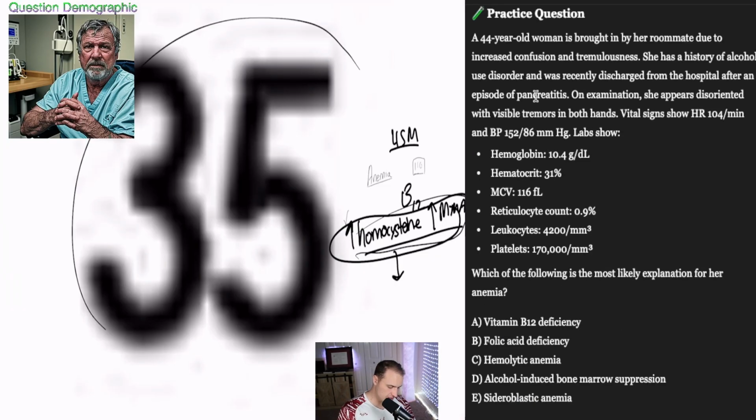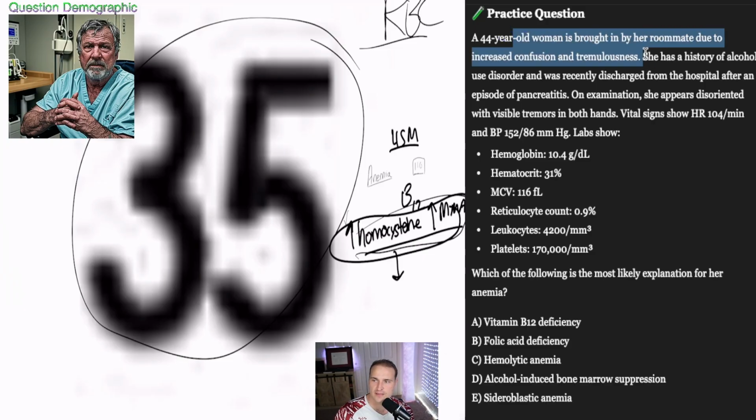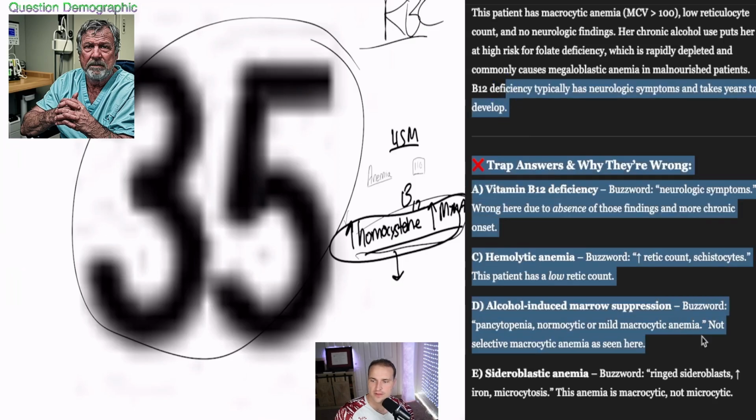All right, so for this question 35, the big things to look out for are macrocytic anemia. A retic count is low. That means we're not making red blood cells very well. And there's also alcoholism, malnutrition, that's a vitamin deficiency. The stores of folate are going to run out super quickly, but vitamin B12 deficiency takes years to develop, right? So here we have a 44-year-old woman brought in by a roommate, confused, tremulous, history of alcohol use disorder. The answer is going to be a folic acid deficiency. Here are the answers and the explanations.